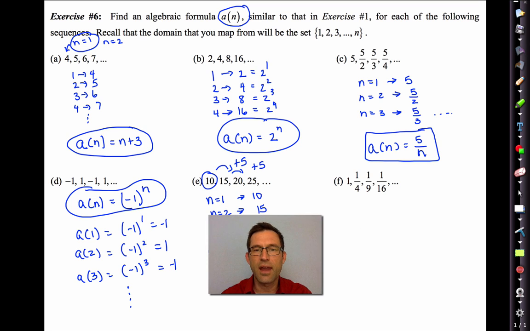So in fact, we can't have 10 plus 5n. We have to have 5 plus 5n, right? And then it will give us the results we want. I think the last one's probably not all that hard. I think a lot of people will see what the deal is, so take a moment and try to figure that one out.